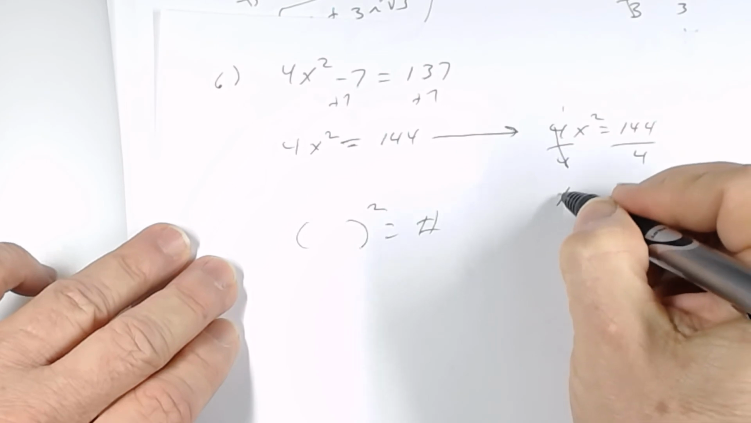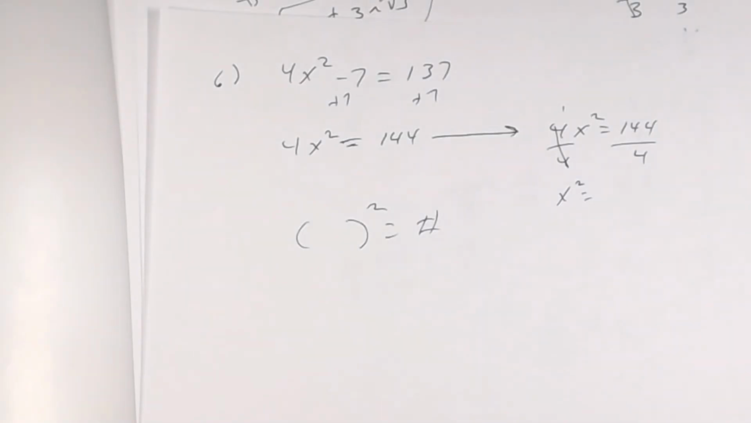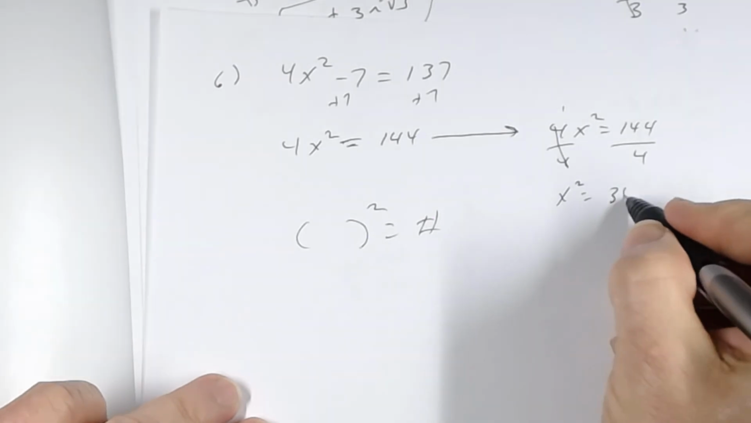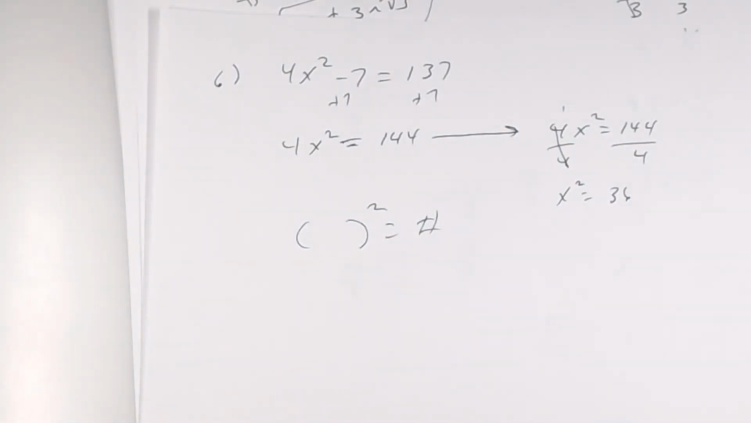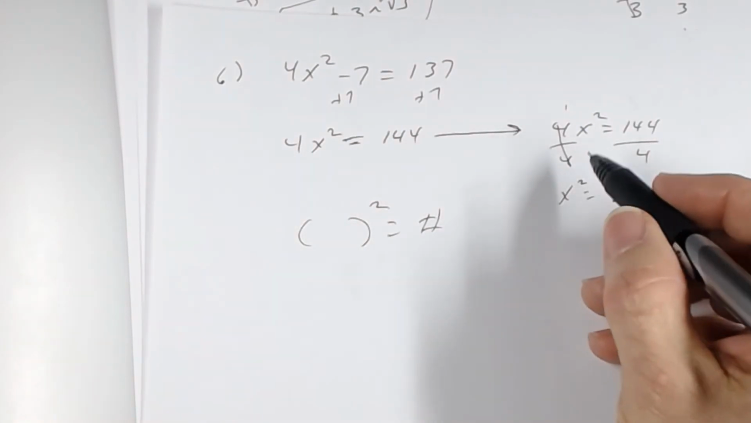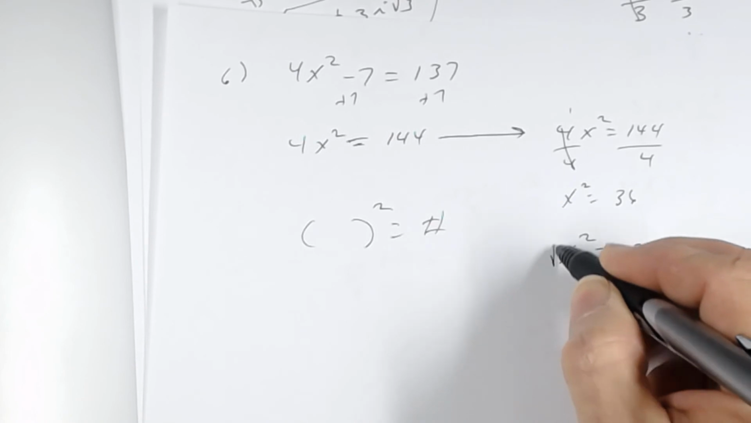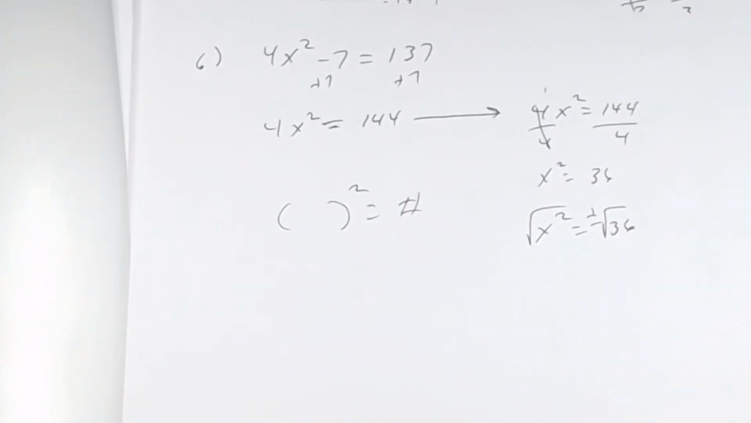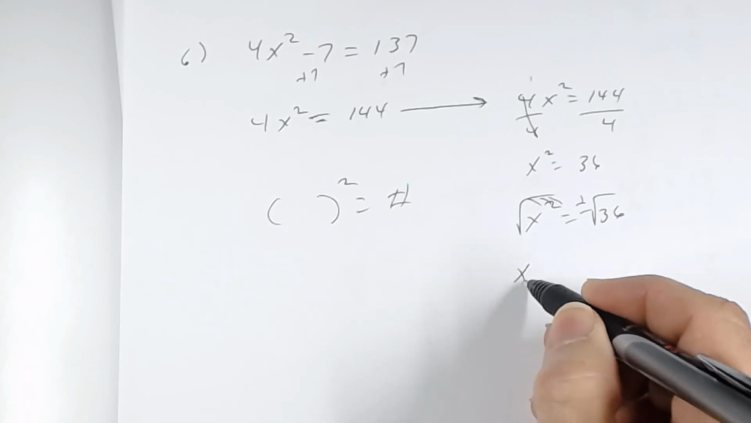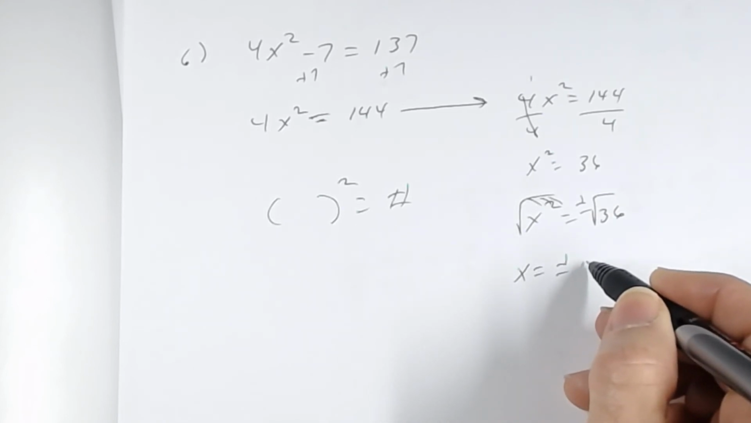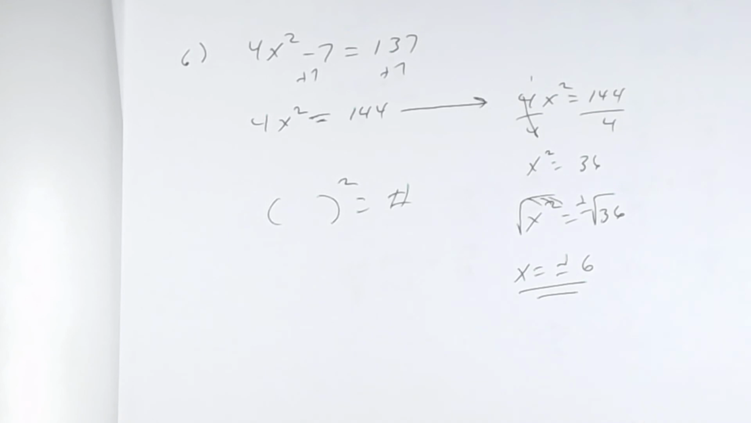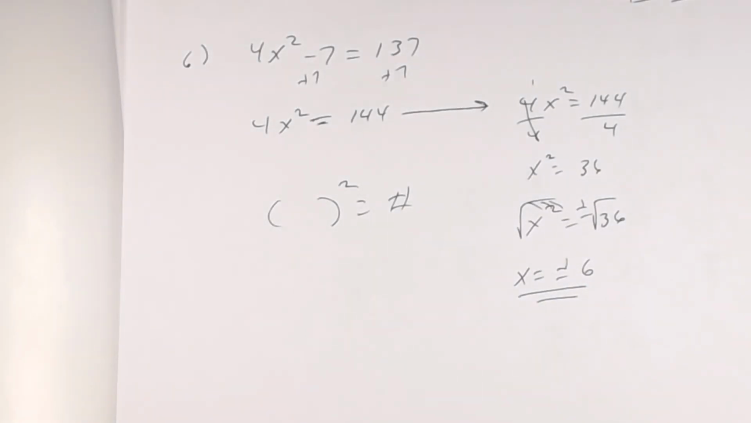4 divided by 4 is 1, so I get x squared equals, what's 144 divided by 4? 36. And now, actually, you can do this by inspection. What's x? Plus or minus 6. Let's go ahead and do the step. What would be the next step? Take the square root of both sides, plus or minus. And so the square and the square root undo each other. So you get x equals plus or minus 6. All right, so that was number 6.